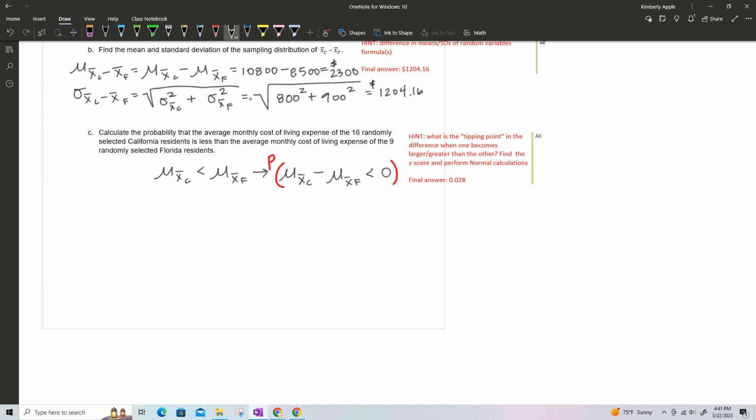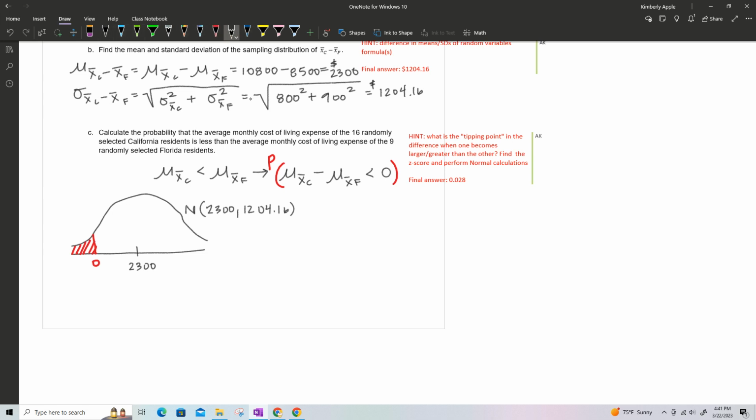And so the way we do that is just like we always do normal calculations. We want to construct your normal curve, and this would be mean 2300 and standard deviation 1204.16. And so I'll label that down here. And we are looking for the probability that this distribution takes on a value less than 0. And so that'll be the area to the left here. And so that's what we're actually looking for.